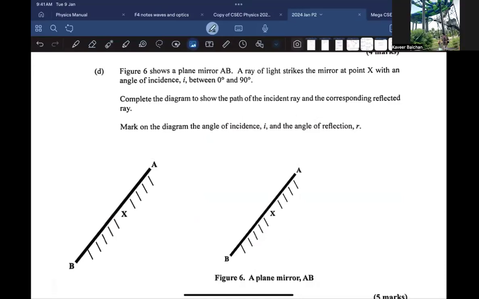Figure 6 shows a plane mirror AB. A ray of light strikes the mirror at point X with an angle of incidence I between 0 and 90 degrees. Complete the diagram to show the path of the incident ray and the corresponding reflected ray. Mark on the diagram the angle of incidence I and the angle of reflection R.